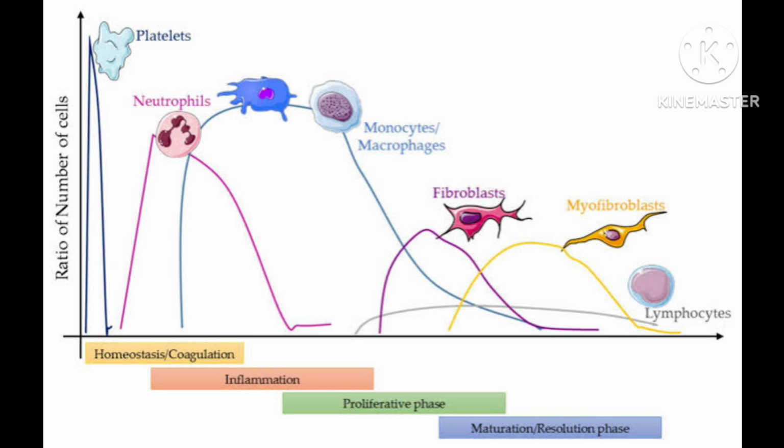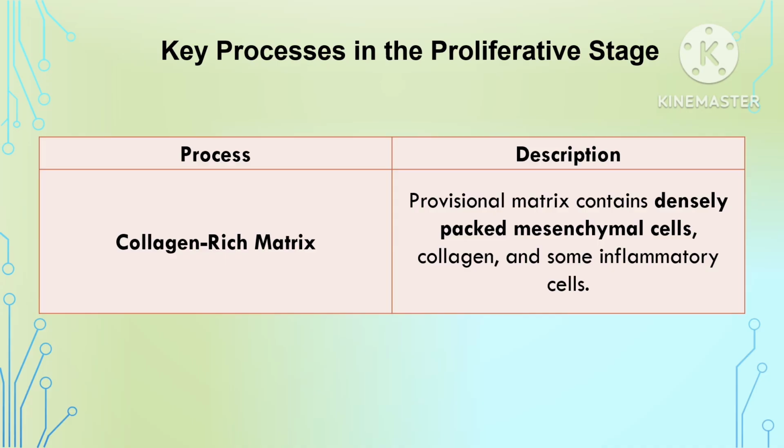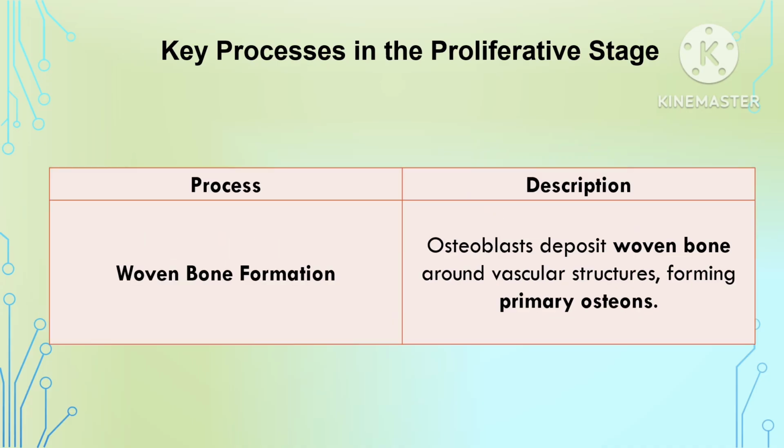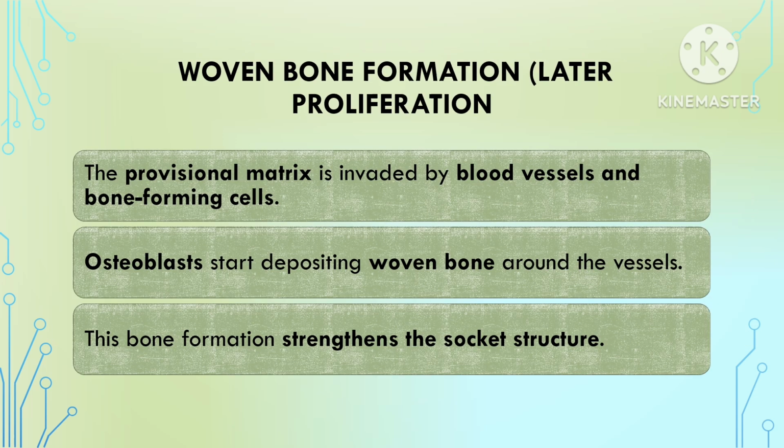So till now, the temporary provisional matrix, which is deposited by the fibroblasts, is rich in collagen fibers, blood vessels, and mesenchymal cells. After that, there is a formation of woven bone. Woven bone is the first type of bone that forms when new bone is made. It may be due to growth or healing both. It is called woven because its fibers are arranged in a crisscross pattern just like a woven fabric.